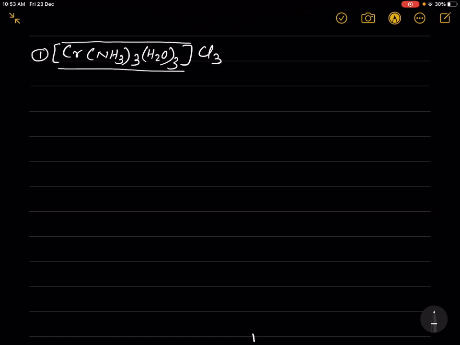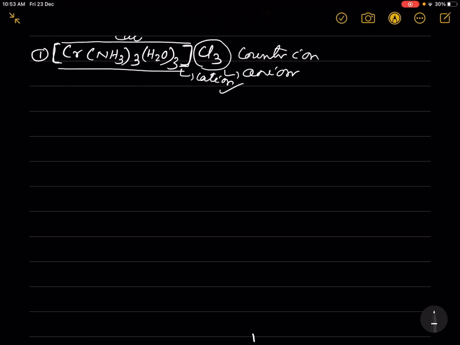Cr(NH3)3(H2O)3 Cl3. You see the part present inside the coordination sphere, or you can say in the square bracket, is the cationic complex, and the ion outside the coordination sphere is the counter ion. This is the anion, and this part is the cation.